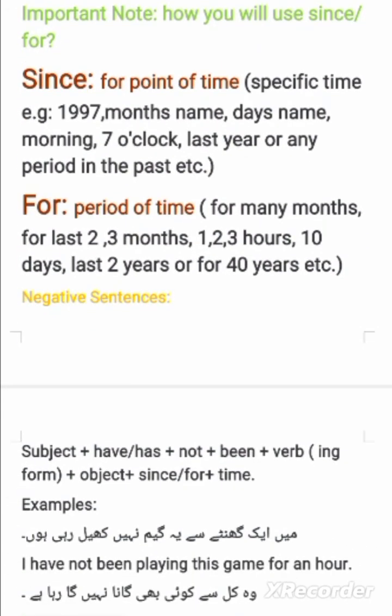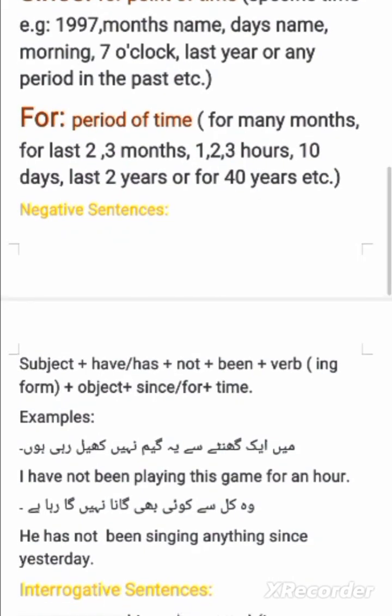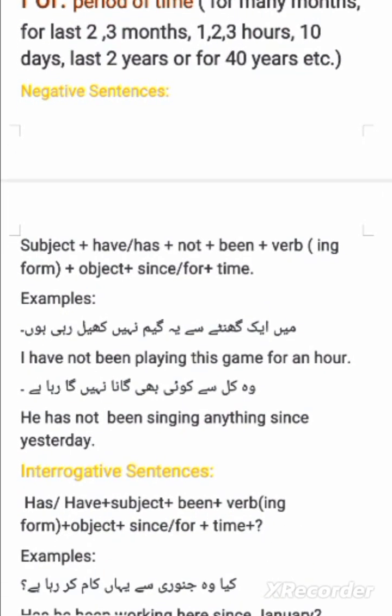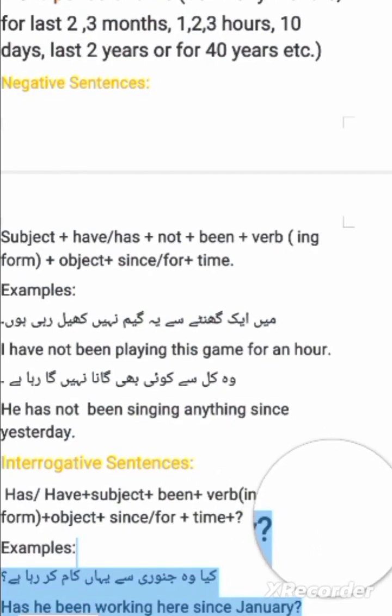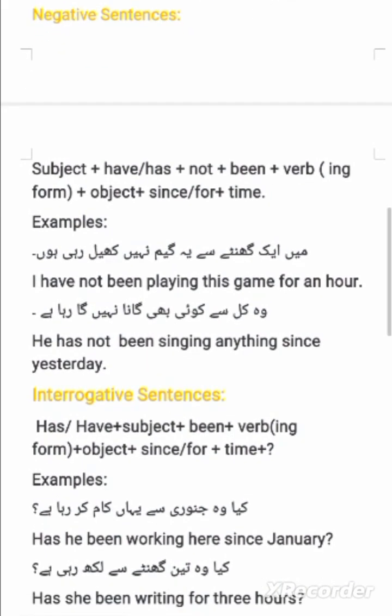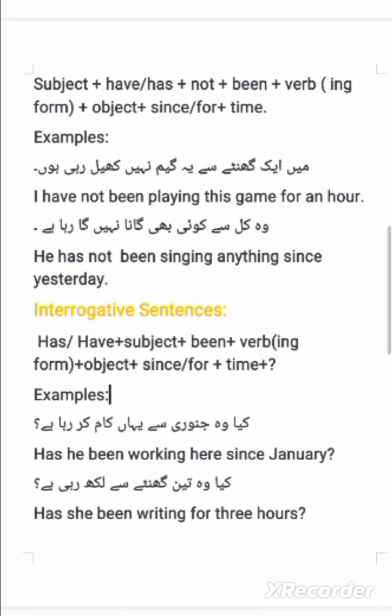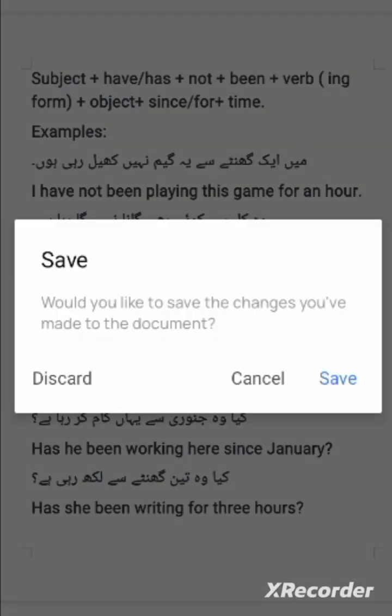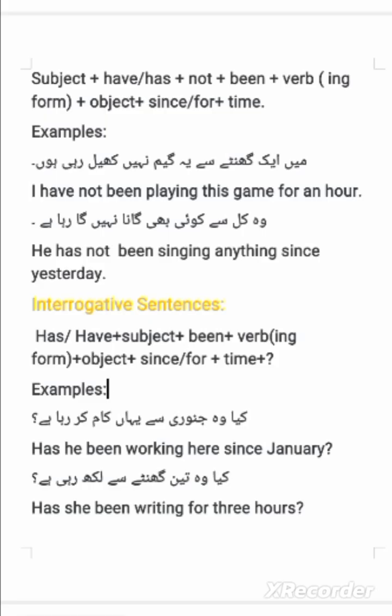Right, okay, so now we'll talk about the negative sentences. So what will be the structure of negative sentences? All right, negative sentences of which tense? Present perfect continuous tense. Okay, so you can see what we have to do. We have to do nothing, we only have to add not here because these are negative. Means subject, has/have, not, been, and verb ing form, second name is gerund form, plus object, and then we'll use since or for according to the sentence, and plus time.